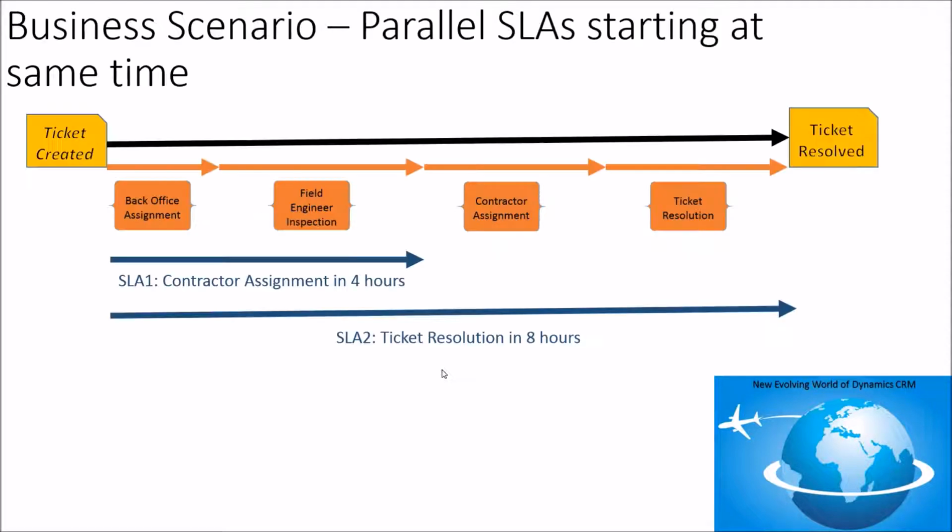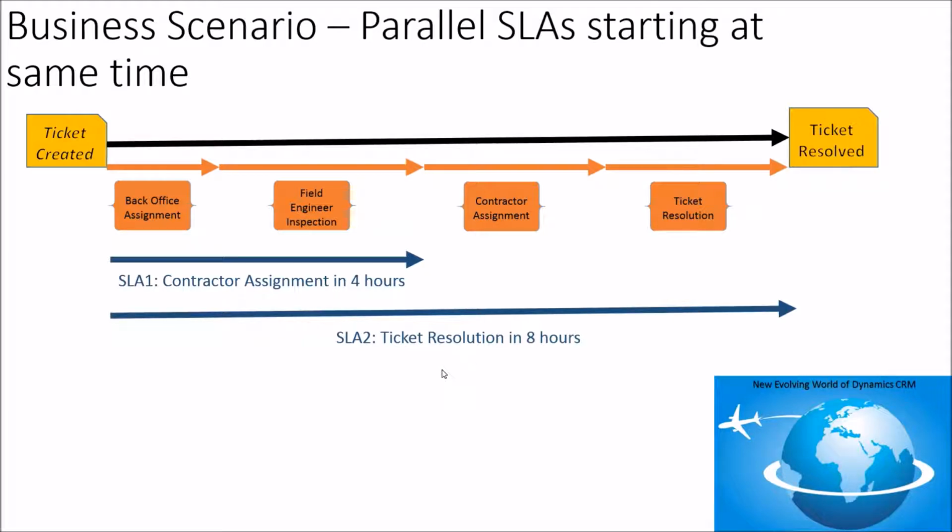Okay, so let's take the scenario. Remember the previous slide when I talked about one of the SLA challenges. I gave you one example that one ticket is resolved through various stages. For instance, from back office assignment to field engineer inspection to contractor assignment to ticket resolution. This is the same example I talked about in my previous session. Now there are two SLAs, SLA1 and SLA2, for 4 hours and 8 hours. Now these two SLAs start at the same time.